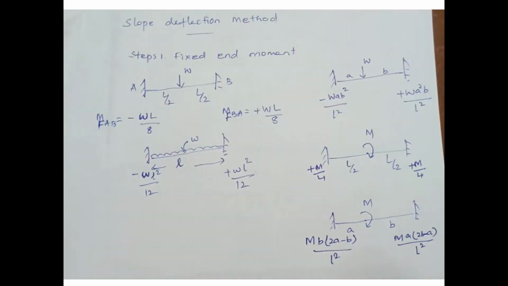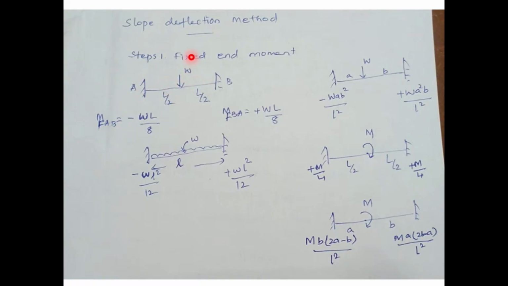Now we'll see the step-by-step procedure for analyzing a beam using the slope deflection method. The first step is fixed end moment. As the name specifies, we have to consider each member separately and fix the ends, then apply the load. Then we have to find the fixed end moment.